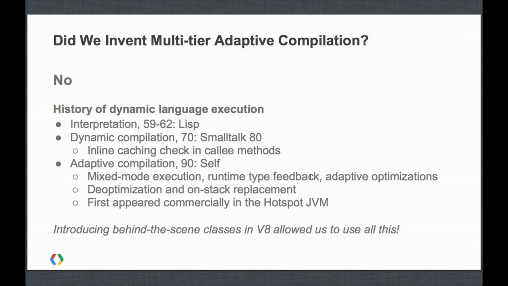And then that adaptive compilation was invented in the 90s in the Self project, where you had mixed mode execution, runtime type feedback, and all this kind of stuff. And then they also came up with de-optimization. So let me try to explain what de-optimization is.